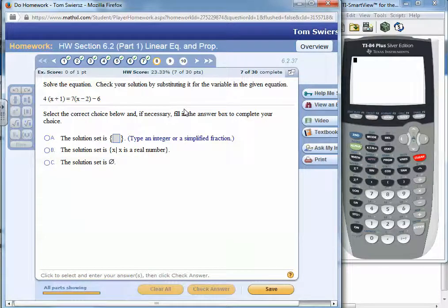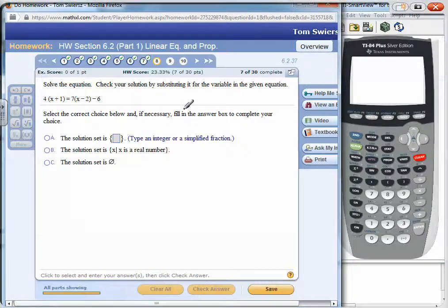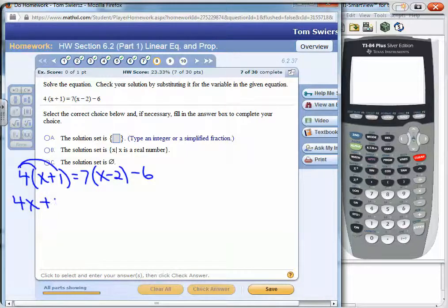Okay, number 8. 4 times the quantity x plus 1 equals 7 times the quantity x minus 2, minus 6. We must distribute the 4 on the left side. It's in front of a group of numbers in parentheses, so we distribute, multiply. 4 times x is 4x. 4 times 1 is 4.